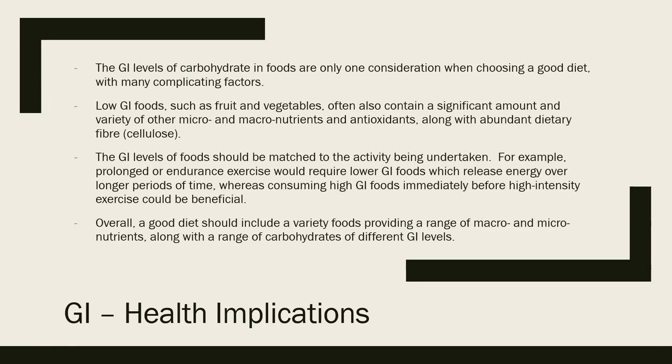The GI level of foods needs to be matched to the activity. So if you're looking at doing prolonged endurance exercise, then you want lower GI foods that will give a long, sustained supply of energy. Whereas if you're looking to do high intensity exercise, then high GI foods before starting that high intensity can be good. Overall, essentially, a good diet needs to include a variety of foods which provide all the macro and micronutrients along with a range of carbohydrates of different GI values to maintain health.